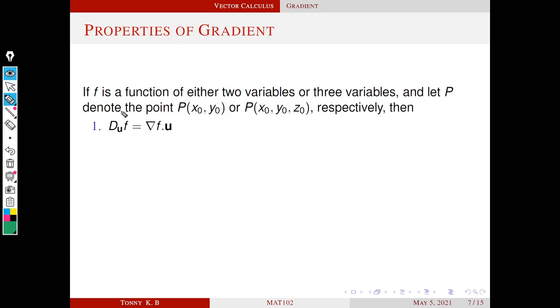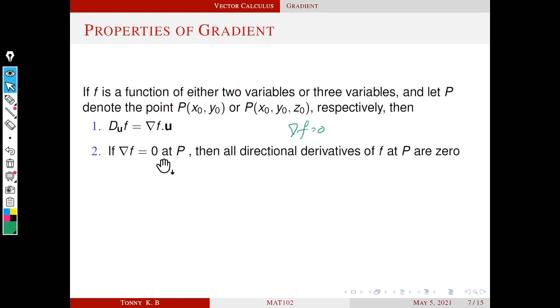Then another property is, suppose del f equal to 0 at a particular point. Then whatever be the direction, the directional derivative is always equal to 0 dot u. We know that 0 dot u equal to 0. So that is another property. If del f equals 0 at a particular point, then in whatever direction, its directional derivative is always 0, because of this formula.